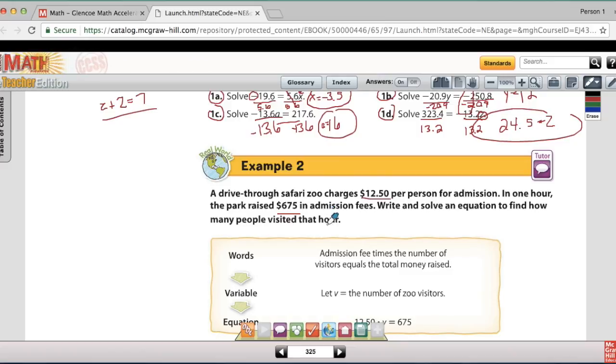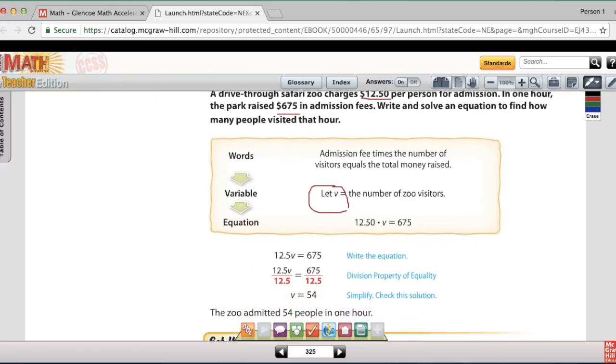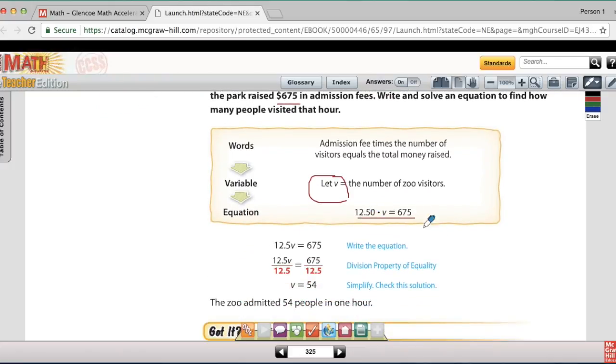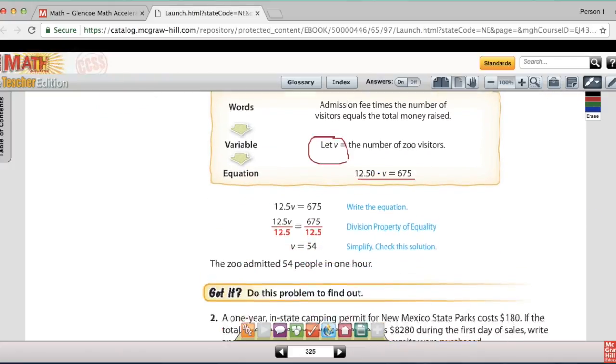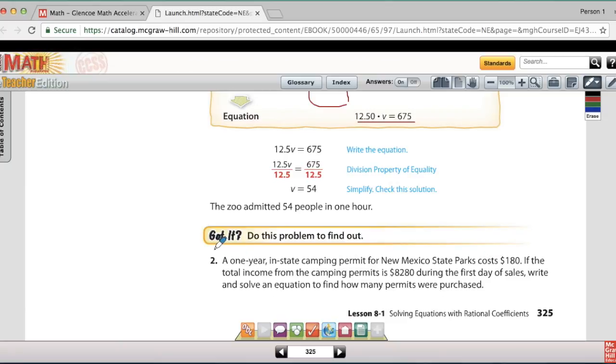All right, for example 2, we have a story problem, translating the words in our story problem to an equation, and identifying what the variable is going to be. In this case, v is going to be the number of zoo visitors, and then setting up an equation to be able to solve. So let's come down here to example 2.